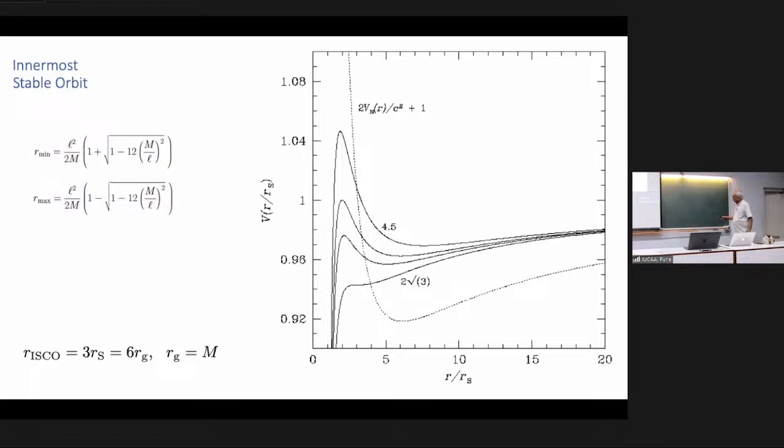As I go on decreasing, you see that at a particular point, suppose I want R minimum to be equal to R maximum. What should happen? This should be 0. And at what point does it happen? At L equal to 2 root 3. So this is the point where R minimum is equal to R maximum. If I decrease L further, then you get a potential which goes off without a minimum.